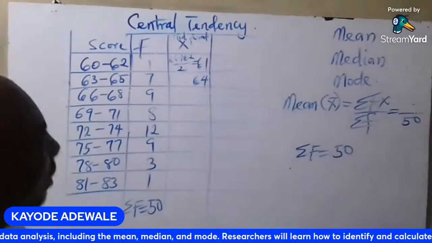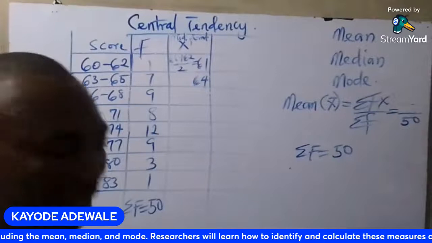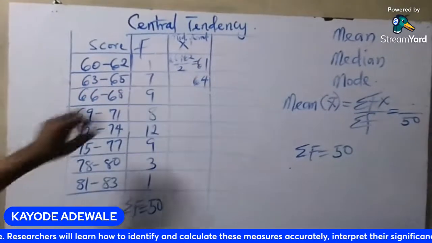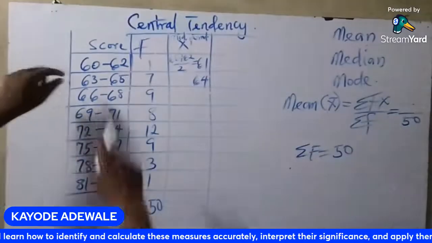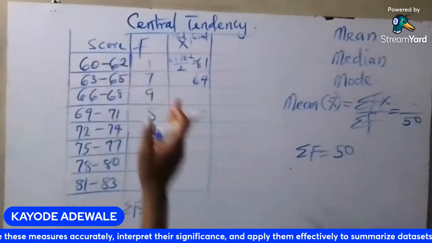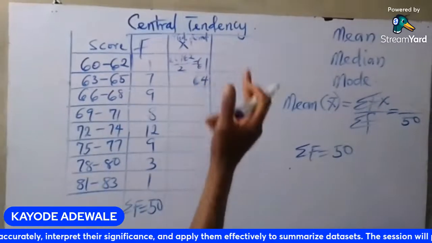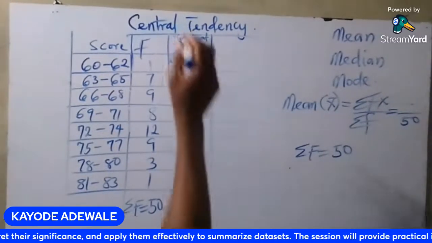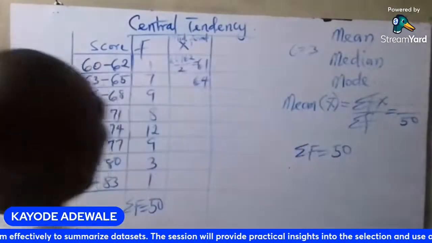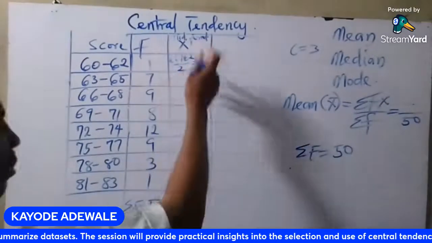Now, in order to save your time in examination, instead of you doing this one after the other, there is a shortcut. When you look at it here, the class size is just 3. That is 60, 61, 62. So that means the class size is just 3. So what you are going to do here is that once you get your first one, you get the second one.